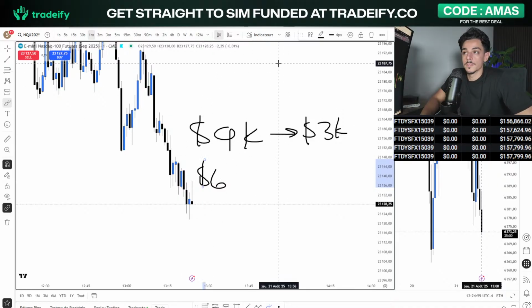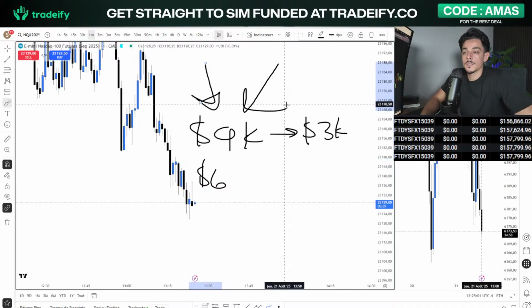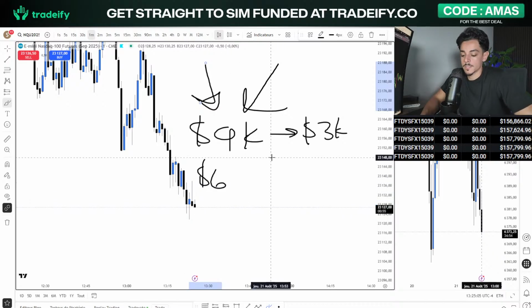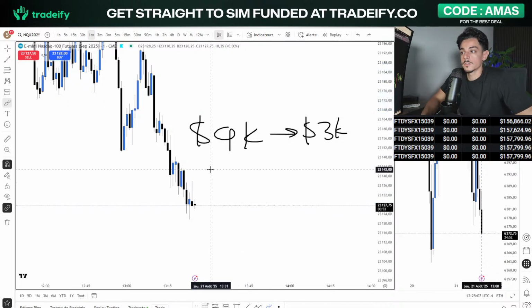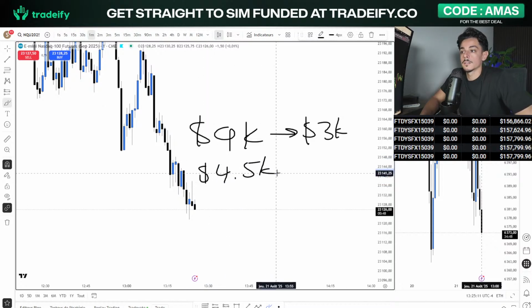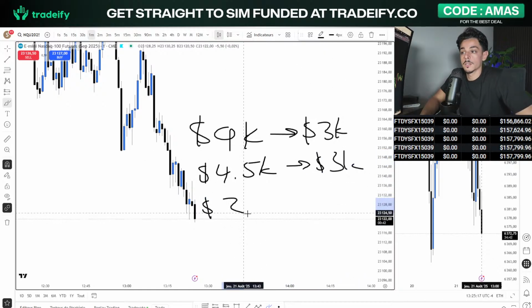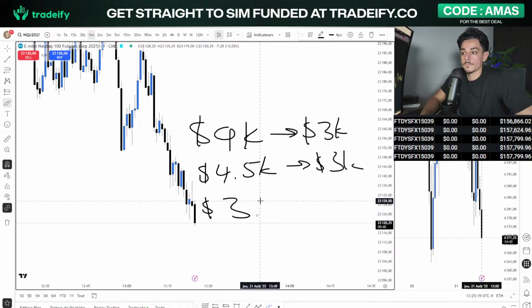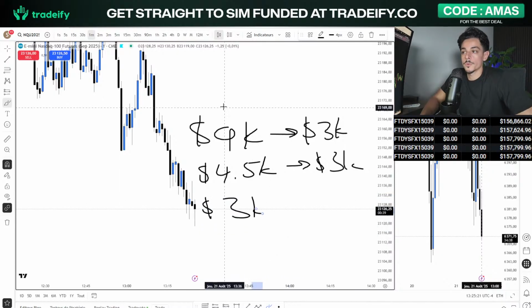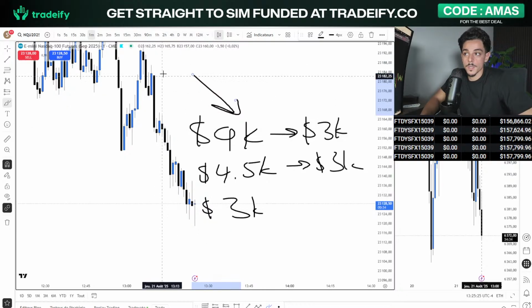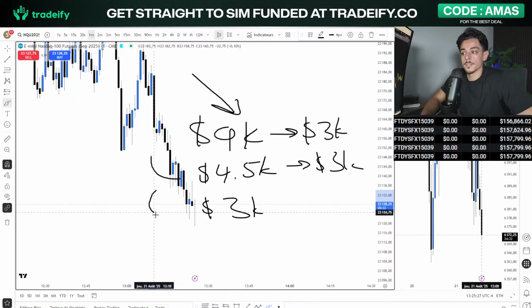So this is the hardest part. Making the 9K in the first place is really hard. Then you have 6K drawdown, but you only need to make 4.5K, so half of what you did to get the first payout, and then you request 3K again, and then you only need to make 3K to request 3K again. So the first payout, this is hard. It's not easy, but once you get past this, it gets easier and easier and easier.